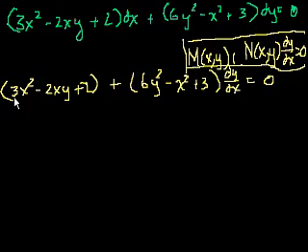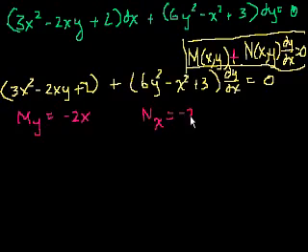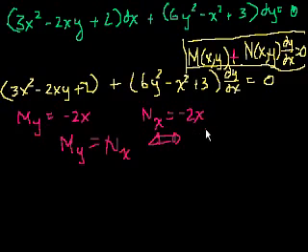So let's do that. What's the partial of M? This is the M function, right? This was a plus here. What's the partial of this with respect to y? This would be 0, this would be minus 2x, and then just a 2. So the partial of M with respect to y is minus 2x. What's the partial of N with respect to x? This would be 0, this would be minus 2x. So there you have it. The partial of M with respect to y is equal to the partial of N with respect to x. So we are dealing with an exact equation.